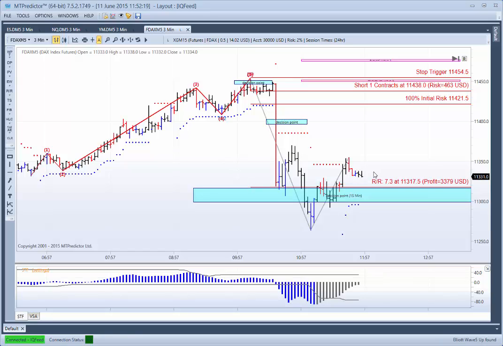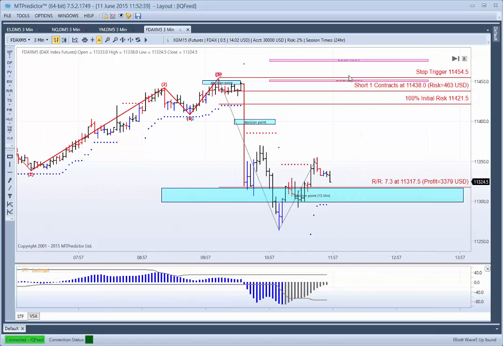7.3, 7.4R profit. So hopefully this has been a good example of how to use the more advanced tools in the MTPredictor software program to help you pick tops and bottoms, but again only when there are other reasons why you think a top or bottom will come, in this case pattern, and also then pattern and resistance on the higher time frame chart as well.